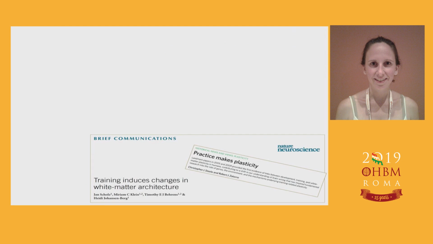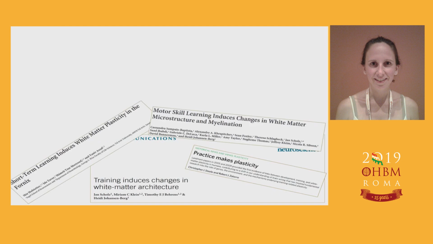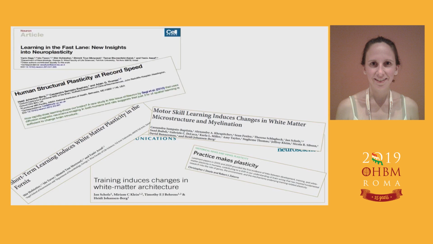And the recent years have actually shown that diffusion-weighted MRI is a very promising tool to image experience-dependent plasticity in the human brain, so how our experience shapes the brain. Here's a couple of publications from today's speakers that showed that over weeks of training, you can actually see plasticity in white matter in the adult human brain. You can also see that faster over only days or hours of training.